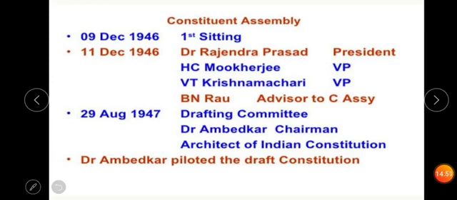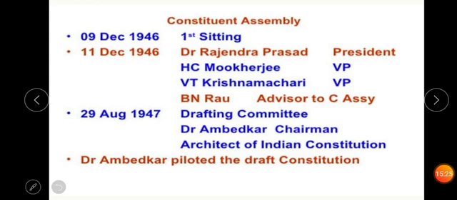The first meeting of the assembly, as it is described here, took place on 9 December 1946. Dr. Rajendra Prasad was elected as the president of the Constituent Assembly, while Dr. B.R. Ambedkar was elected as the chairman of the drafting committee. The articles of the Constitution were much deliberated over clause by clause, as it is mentioned in the book, Constitution of India.